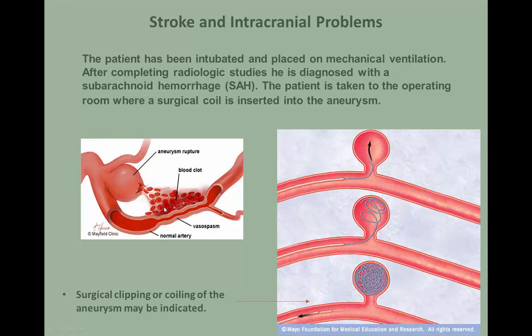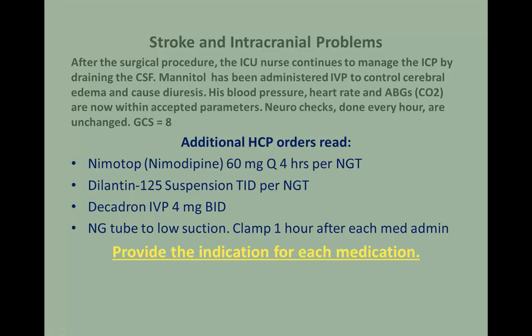So what is the treatment for this? I do believe Dr. Reed goes through this in her notes. These individuals can have a clipping or a coiling so that blood will stop shooting into this area, making it bleed further. So let's talk about after the surgical procedure, the ICU nurse continues to manage the intracranial pressure by draining the CSF, and that's because of a ventriculostomy that had been placed by the neurosurgeon.